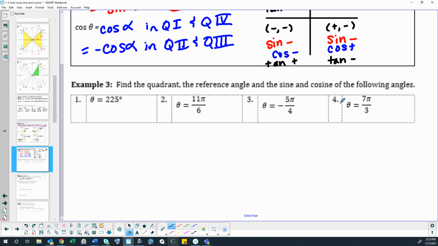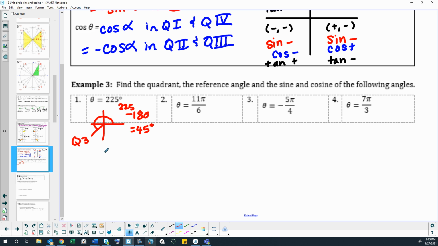Find the quadrant, the reference angle, and the sine and cosine of the following angles. So I'm just going to sketch a little picture for each one. You should be starting to get the hang of these. 225 is here, so that's in quadrant 3. You can use Roman numerals if you want, it doesn't really matter. And then we're going to take 225. It's in quadrant 3, so we're going to subtract 180 because 225 is bigger than 180. That gives us a 45-degree reference angle.